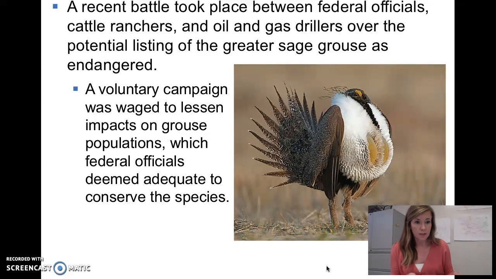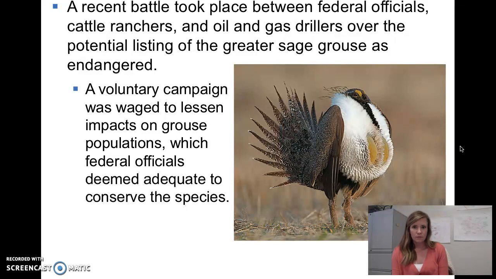One particularly contentious situation was between the federal officials, so the people that put the ESA into play, and the cattle ranchers as well as oil and gas drillers, over the potential listing of the greater sage grouse as endangered. So this pretty guy right here is the greater sage grouse, and based on the research he needs to be listed as endangered, but the cattle ranchers and the oil and gas drillers have a problem. Right now he's warranted but precluded, and that's because they don't want him listed, because restrictions would complicate their industries. So basically they would have restrictions placed on them on where they could cattle ranch or where they could drill if this guy was protected.